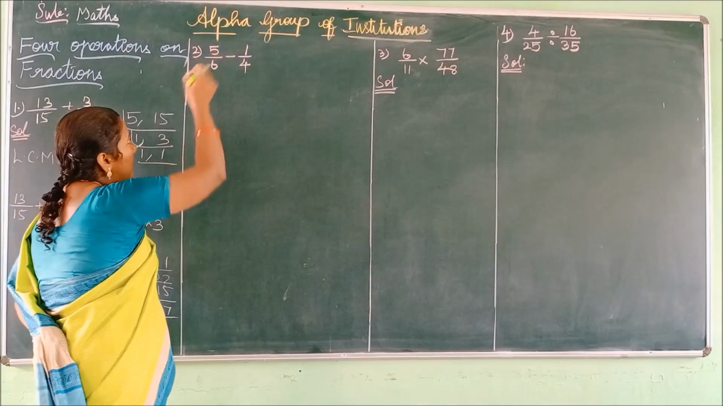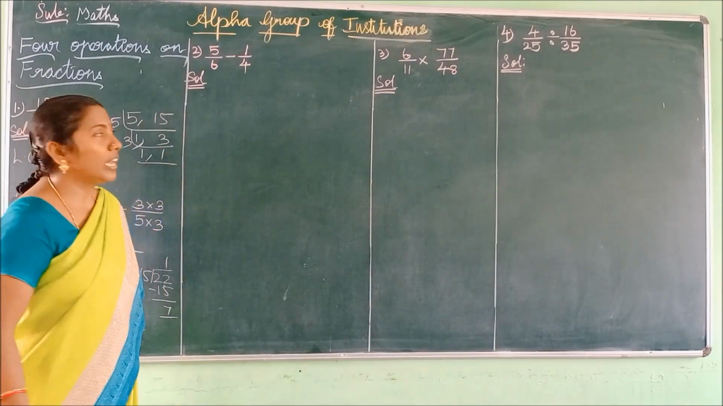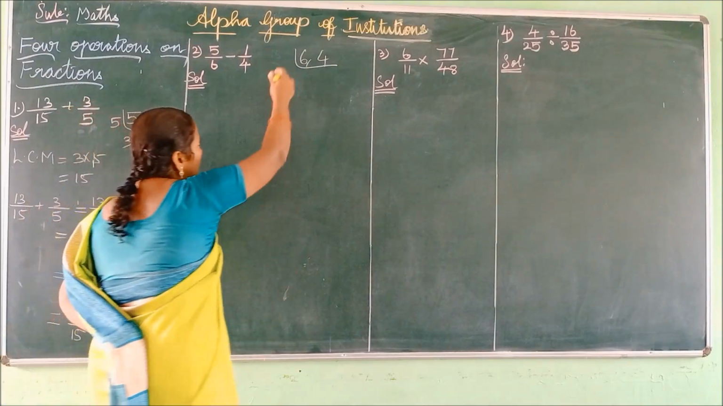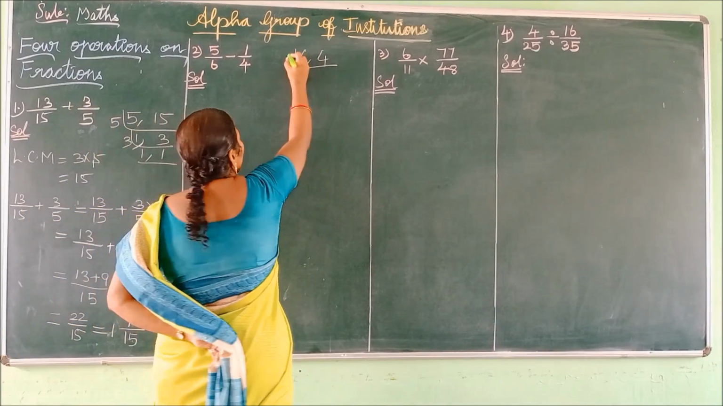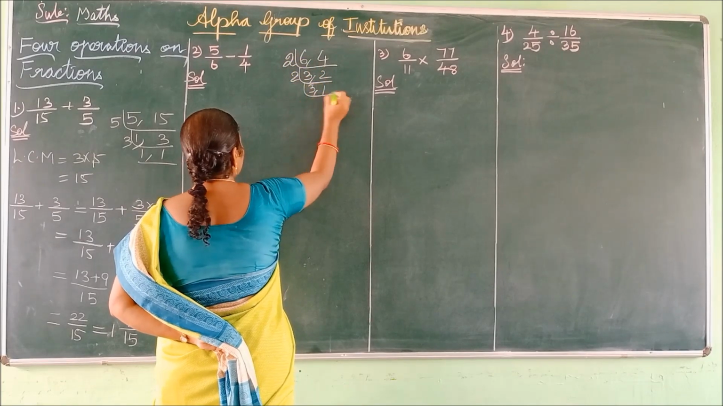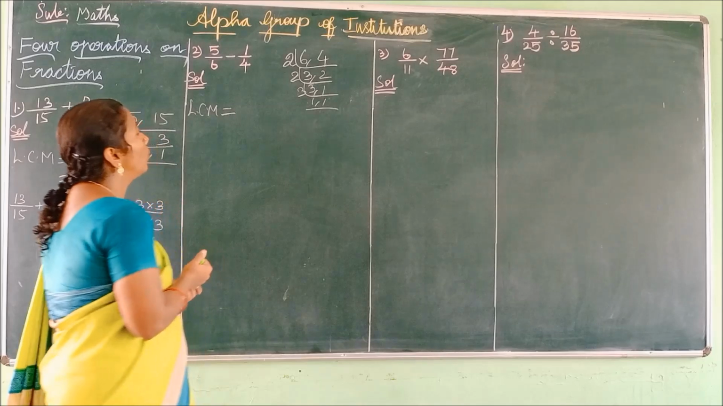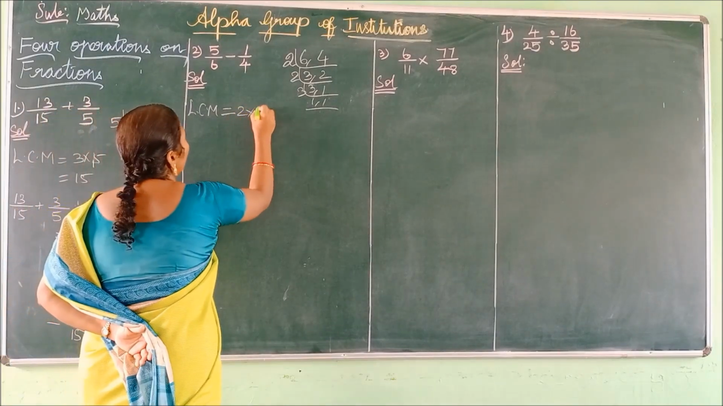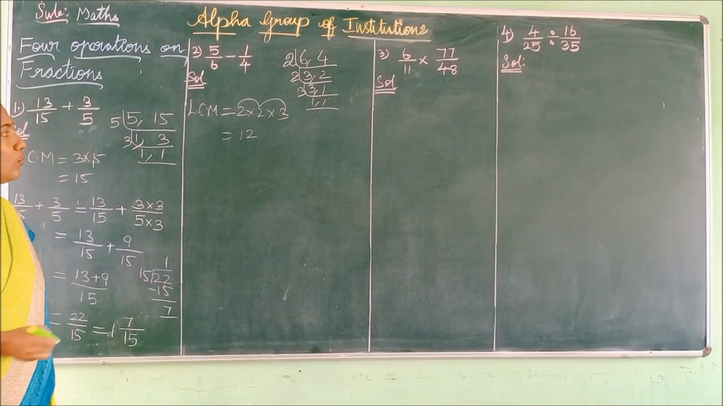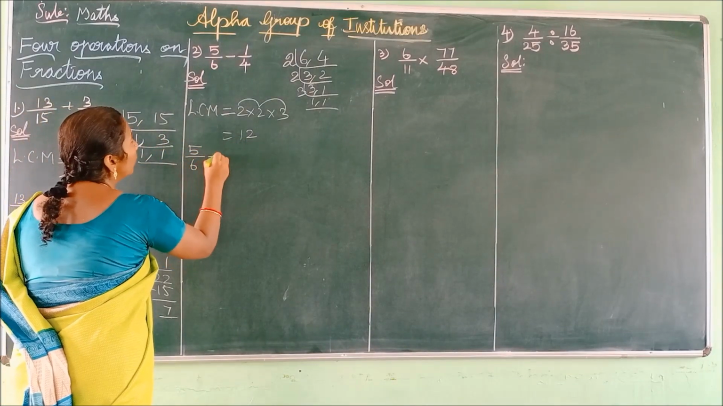See the next one, 5 by 6 minus 1 by 4. In order to subtract these two unlike fractions, we have to convert them into like fractions. Further, we have to take the LCM of their denominators. Our denominators are 6 and 4. First, I am using the number 2. So 3 times 2, again 2. Write the 3 as it is, 3, 1, 1. Now we are going to find the LCM. LCM equals 2 into 2 into 3. So 2 2s are 4, 4 3s are 12. So the LCM of 6 and 4 is 12. Now we have to convert these two unlike fractions into like fractions.